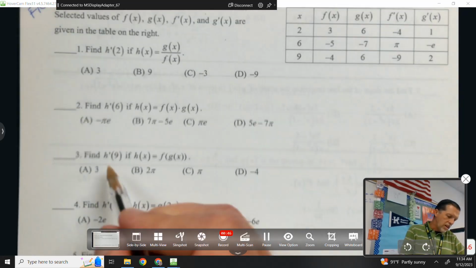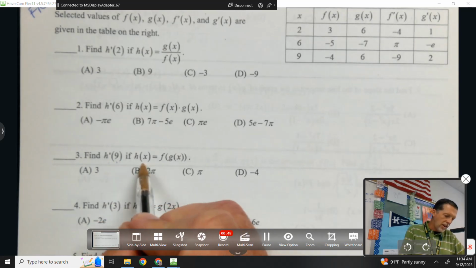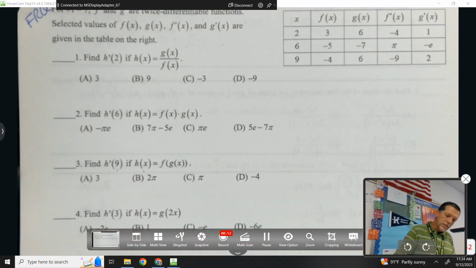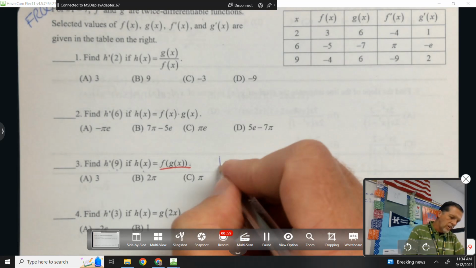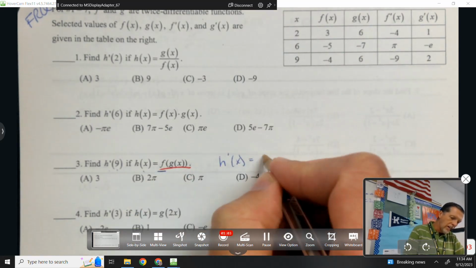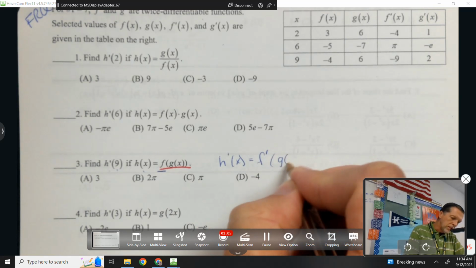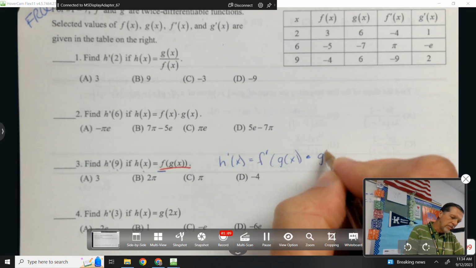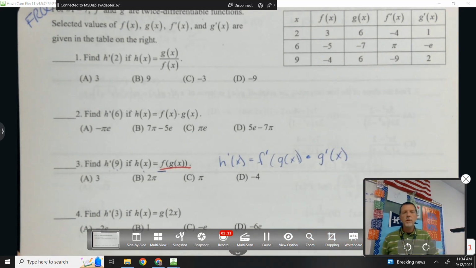Number 3, find h prime at 9 if h of x equals f of g of x. So what rule are we talking about if I'm looking at f of g of x? Chain rule. So outside in, the outermost is the f, so f prime, but leave g alone, and then chain it onto the derivative of g, so g prime of x.